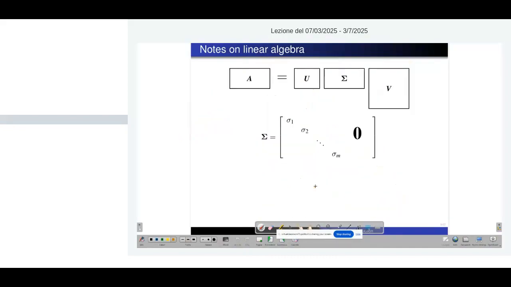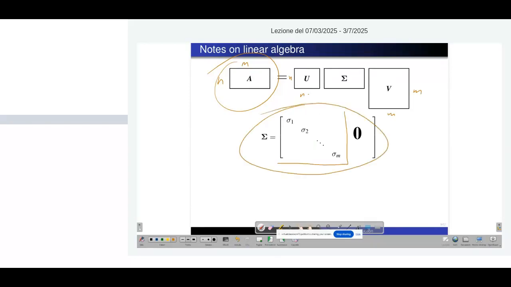If I have a wide matrix, then it will look like this. Again, this is n times m, m times m, and sigma is rectangular diagonal. What does it mean? Again, n times n matrix, and the remaining columns in this case will be 0. So I have elements different from 0 only on the main diagonal.